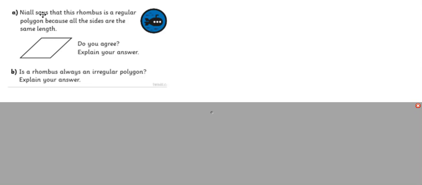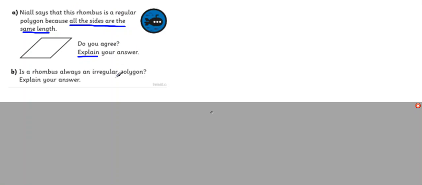So the first thing you need to do is decide whether you think this rhombus is regular or irregular. Okay, so he said that it's regular because all the sides are the same length. Is that enough for a shape to be regular? Explain your answer. So you are either going to start with I agree with Niall because, or I disagree with Niall because. Okay, then you are going to move on to B.